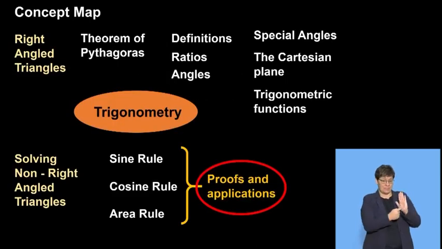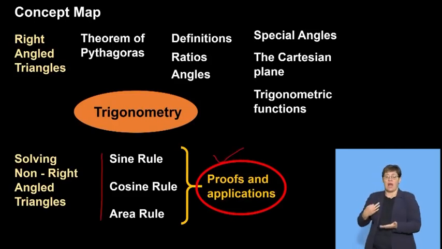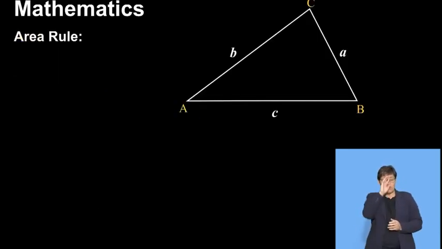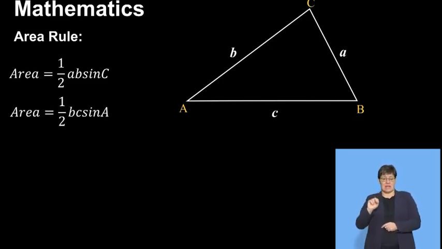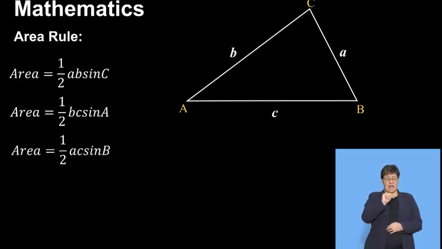So, look at our concept map. We've done all three rules already, and today we're focusing on the proofs and applications. Can you remember what the area rule was for any triangle ABC? So we had three versions. The first version was area equals half AB times sine of the angle C. Second one, half BC times sine of the angle A. And the third one, half AC sine of the angle B.